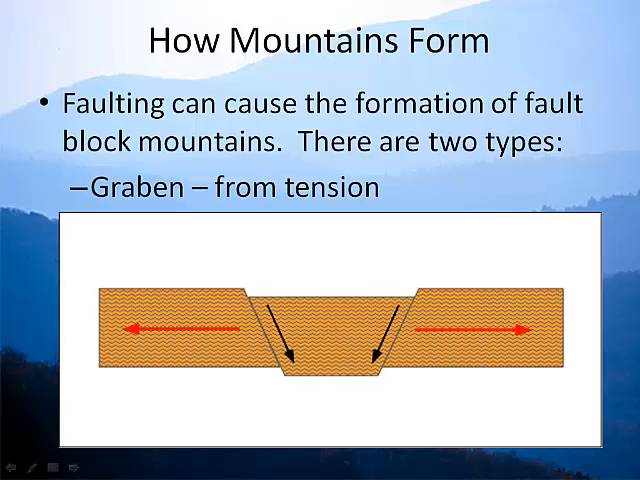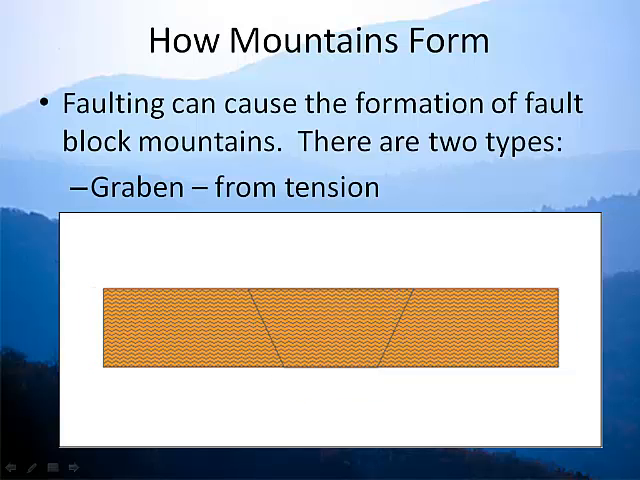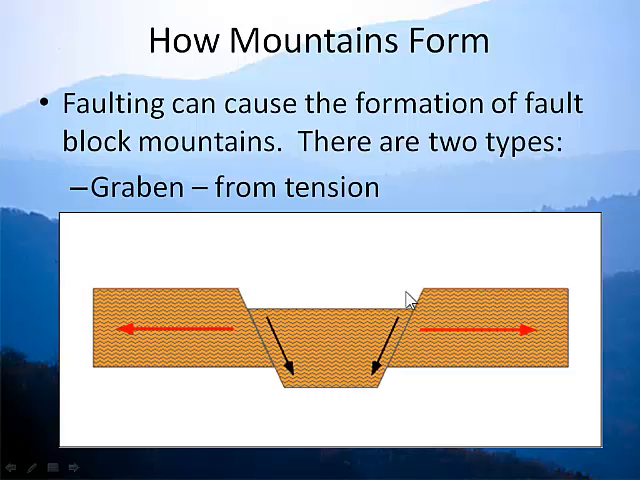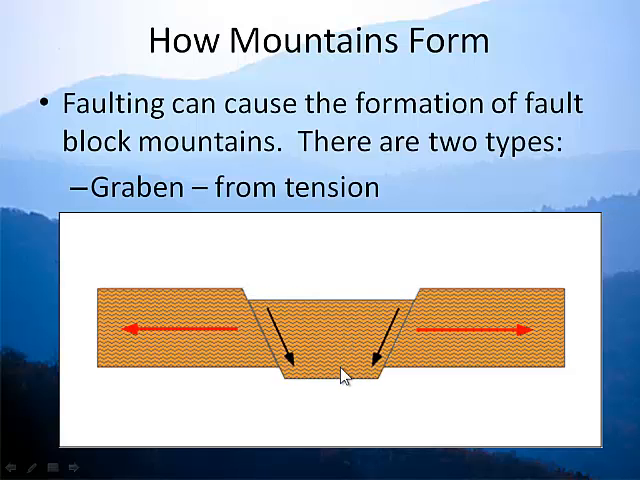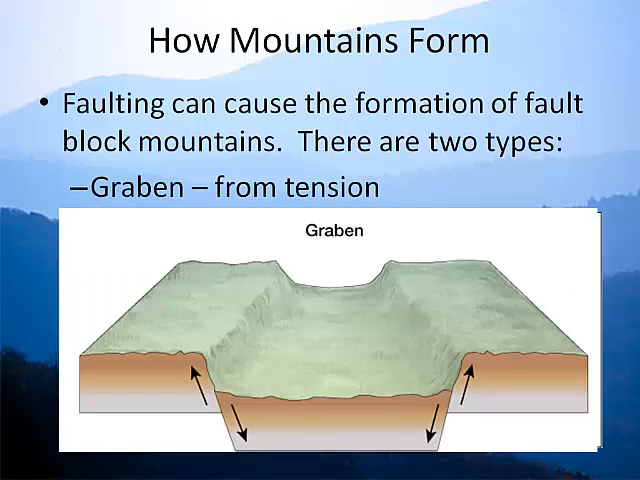Now faulting can cause a type of mountain called fault block mountains. And there's two types of these. Tension will cause a normal fault, right? Well, if we have two normal faults, then this block in the middle will move downward. It'll basically drop. That's called a graben. And it would form two mountains on either side separated by a valley.